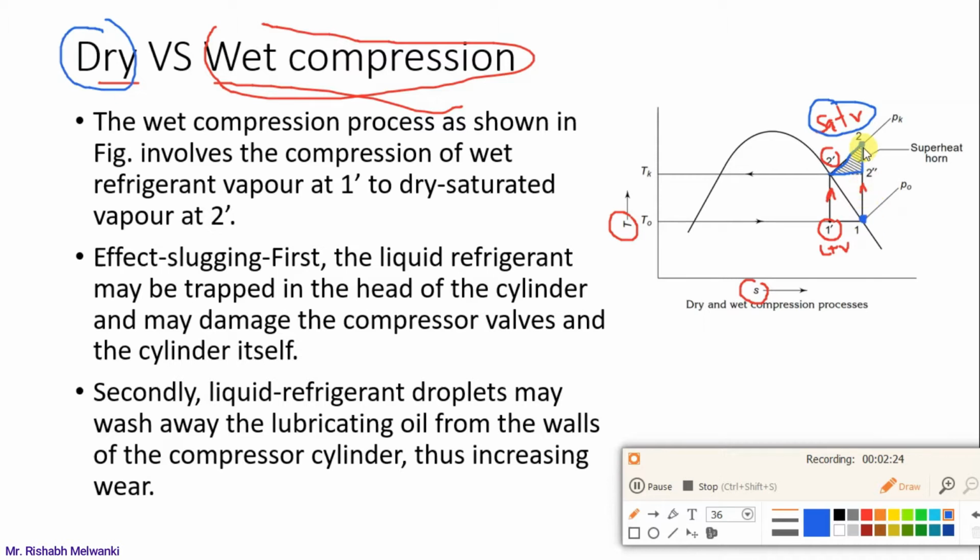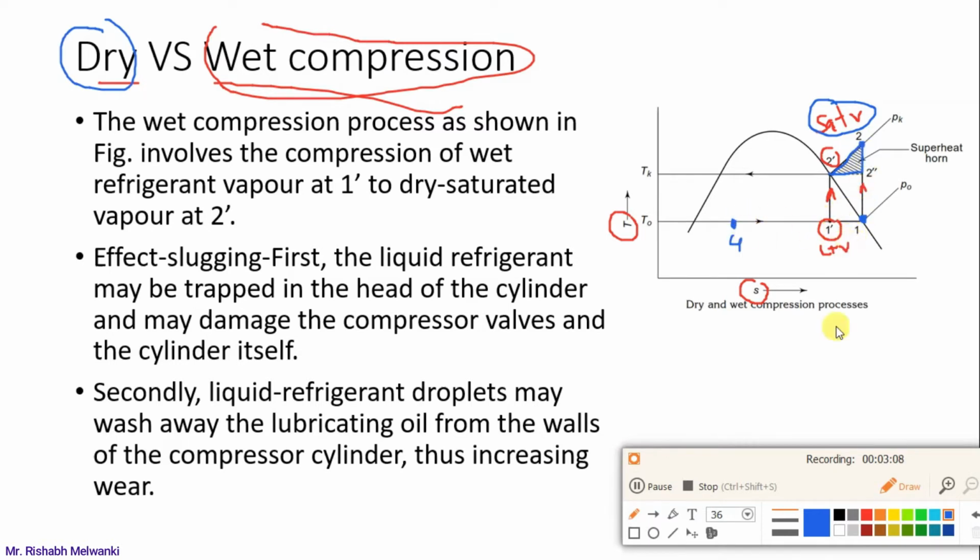So for this type of compression we have some extra work, but you observe, since point 1 dash is shifting towards the right and becomes 1, the refrigerating effect will also increase. Suppose at this location we have point number 4. If you consider 4 to 1 dash, this length, H1 dash minus H4, will give us the refrigerating effect in case of wet compression. But if you consider dry compression, the refrigerating effect will be given by H1 minus H4. So if you observe this diagram carefully, the work is increasing, but at the same time the refrigerating effect is also increasing.